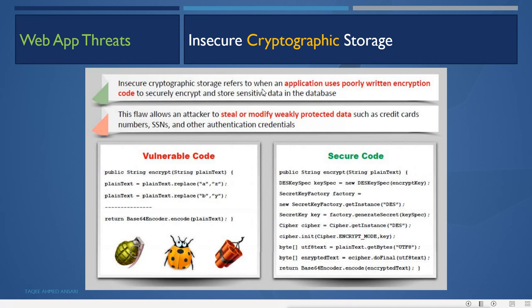If it is properly encrypted, if the application is using good encryption, then even if the user or attacker gets the data, it is of no use to them. But if it is poorly encrypted, then the attacker will steal the data and can easily decrypt it. So this is vulnerable code where it is using plain text, and this is the secure code where it is not using plain text, it is using the encryption algorithm here to encrypt the data.